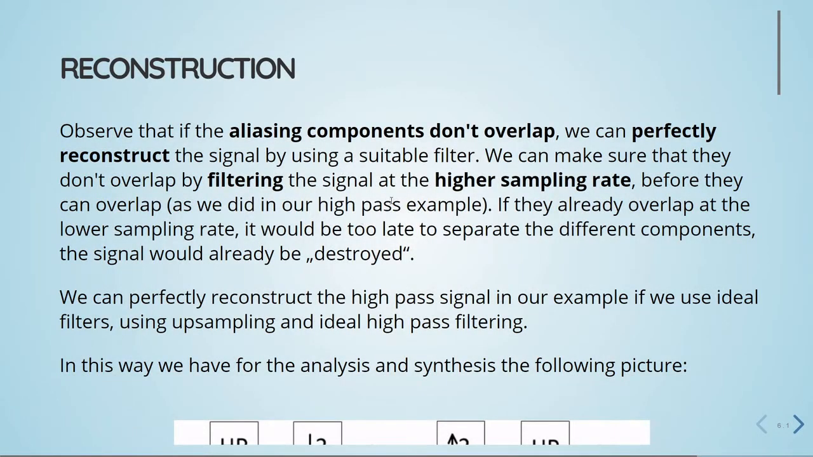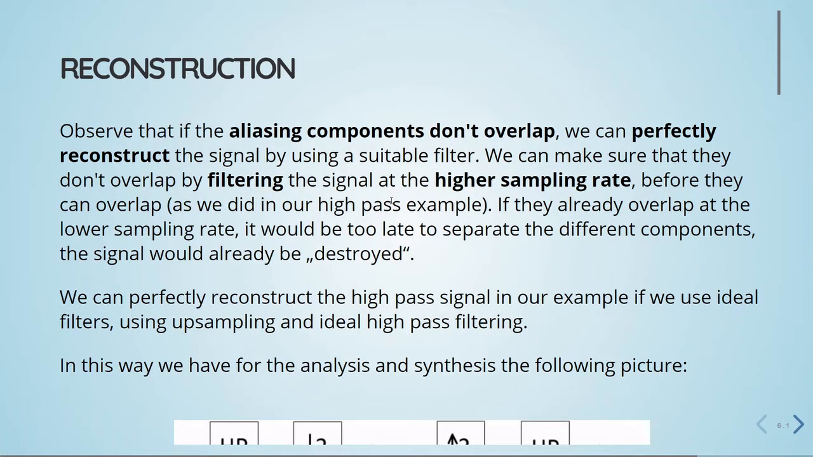We've seen downsampling, we've seen upsampling, and we can see the reconstruction. So in the case that the aliasing components don't overlap, we can perfectly reconstruct the signal by using a suitable filter. We can make sure that they don't overlap by filtering the signal at the higher sampling rate before they can overlap, as we did in our high pass example. If they already overlap at the lower sampling frequency, it will be too late to separate the different components and the signal will be already destroyed.